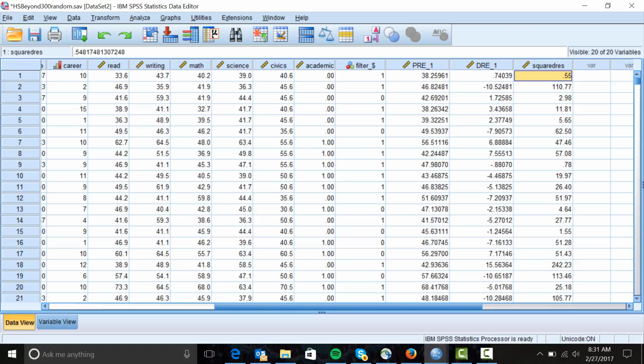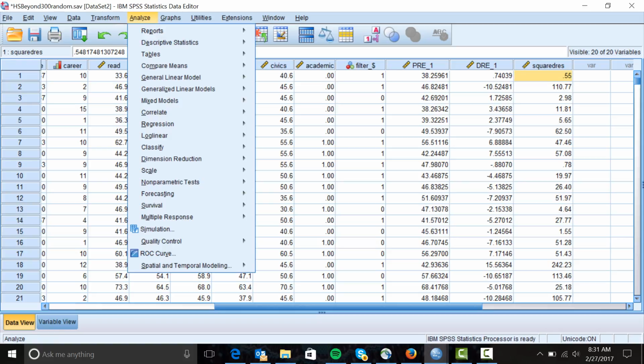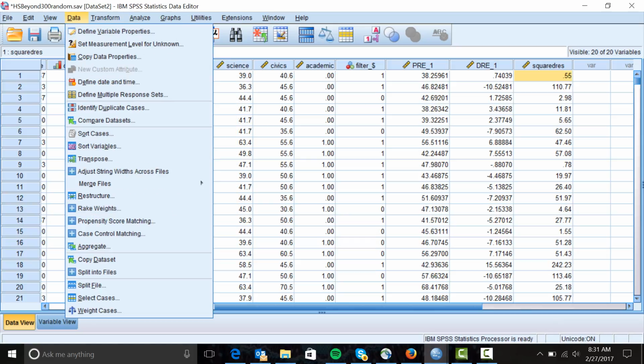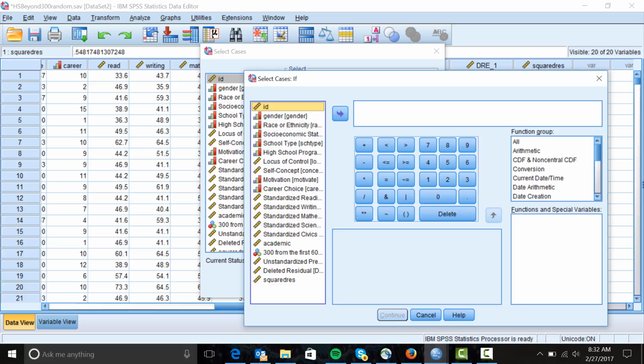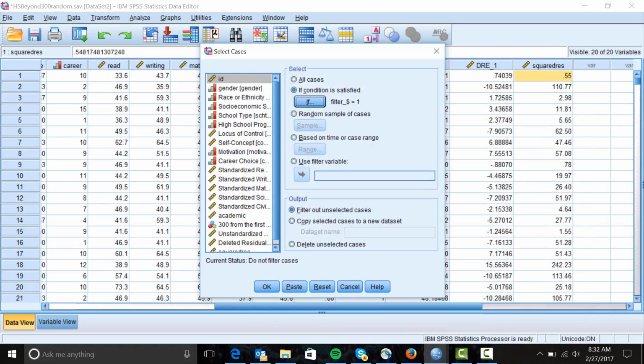Now we just have to get the average of these squared residuals. The average of the squared residuals will be the variance of the residuals. We go to Analyze, but again, we only want to do this on one set of our cases. So we're going to go back down here to Select Cases, because we only want to run this on the cases that we did not include in our initial regression development. So we're going to say if the condition is satisfied, and the condition in this case is that the filter variable is 1. And click Continue. Because that will allow us to only run this on the cases on which we have not developed our initial regression equation.